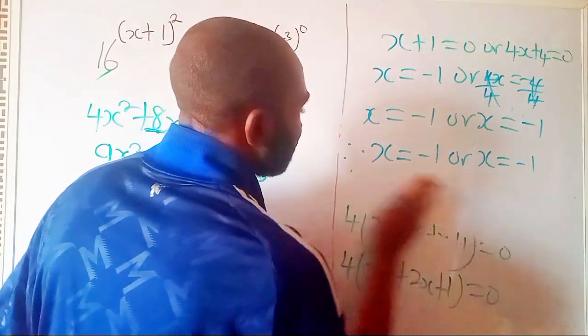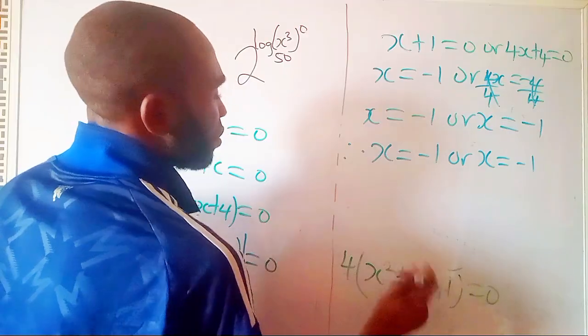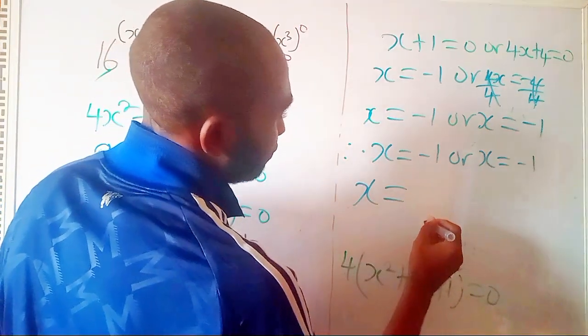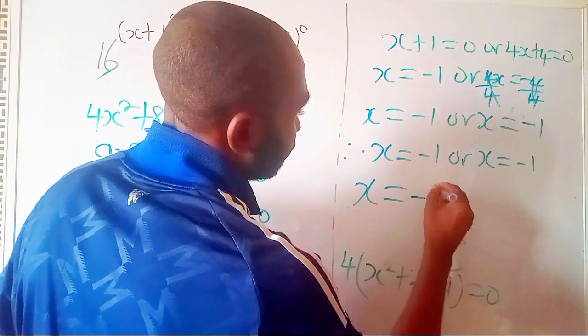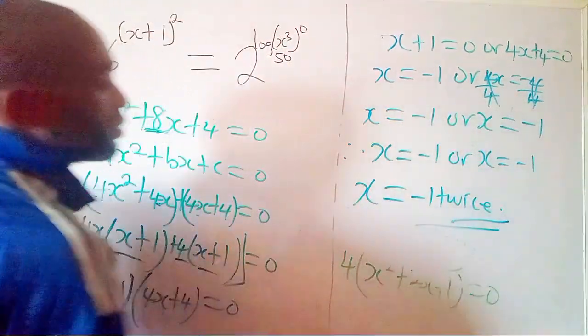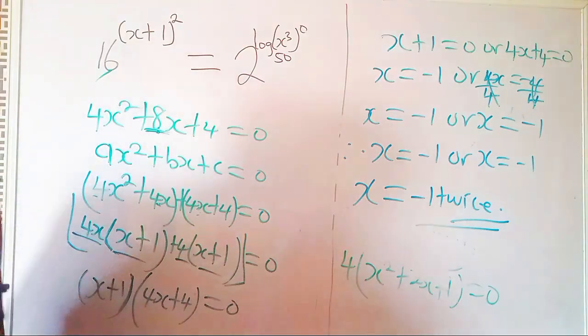So since we have a double root, we can simply put it that x is equal to minus 1 twice. Okay, so that is our final answer.